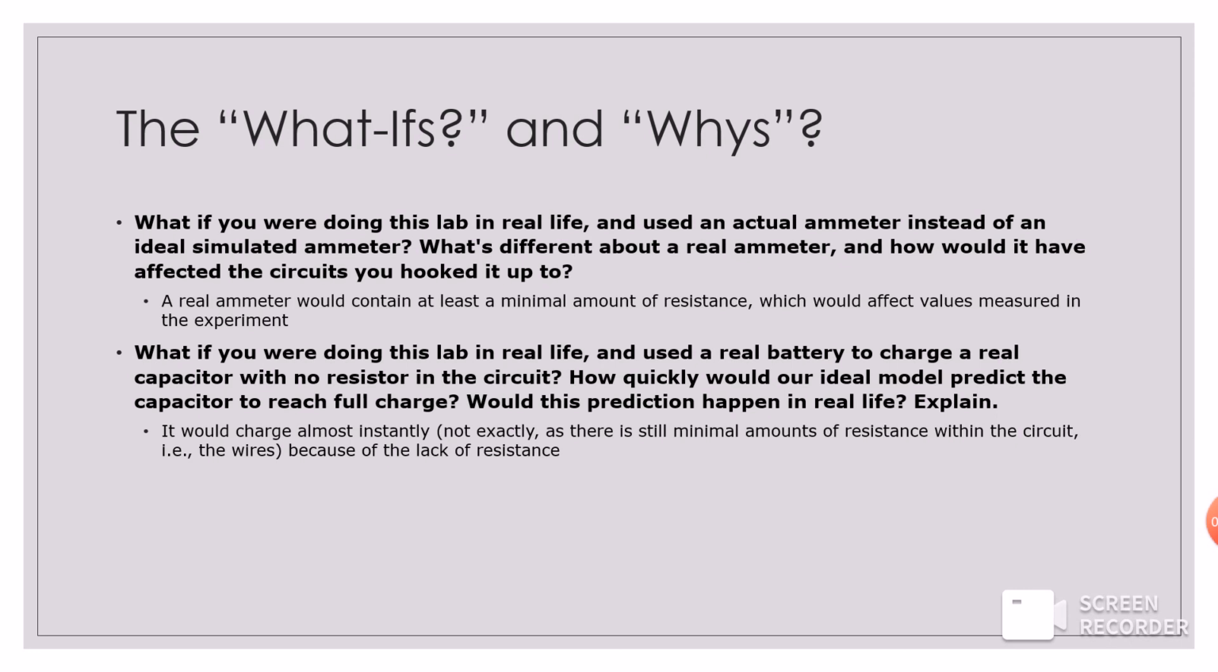Now, the what ifs and whys. So what if you were doing this lab in real life and used an actual ammeter instead of an ideal simulated ammeter? What would be different about the real ammeter? The answer to this is that a real ammeter would contain at least a minimal amount of resistance, which would affect the values measured in the experiment. Instead, the one we used was theoretical, of course, it was online, and that contained zero resistance.